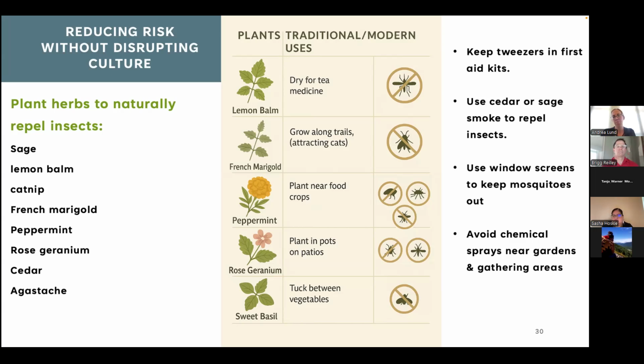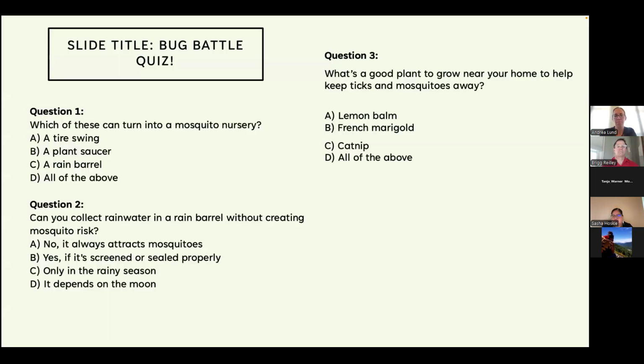Let's go to the next slide. So here, there's not many people on, but I just had a little bug battle quiz. Question one was, which of these can turn into a mosquito nursery? Tire swing, a plant saucer, a rain barrel, or all of the above? The answer is all of the above because you can collect the stagnant water where mosquitoes lay.